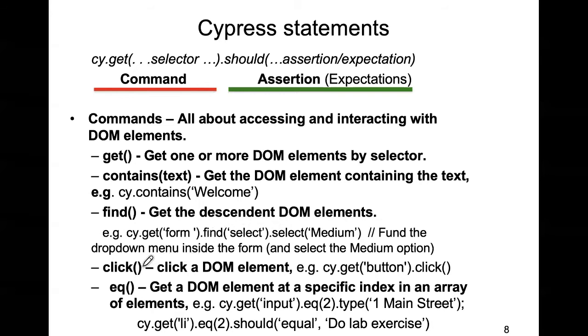Another example is, well, if you want to click on a DOM element, then there is a command called click. So that's fairly straightforward enough. I'm here getting the button. I'm assuming there is only one button. If there was more than one, then this wouldn't work, which would be something you'd have to debug. And I'm clicking on the button.